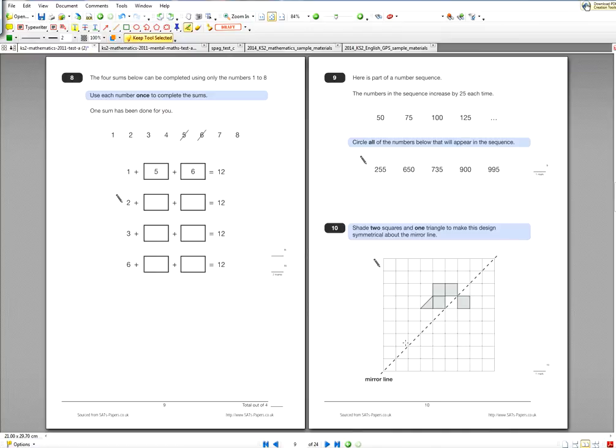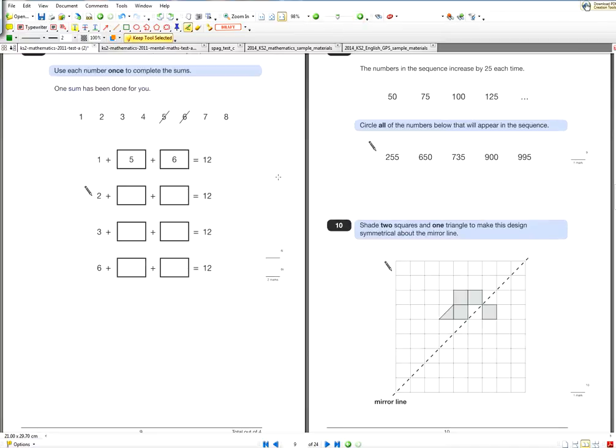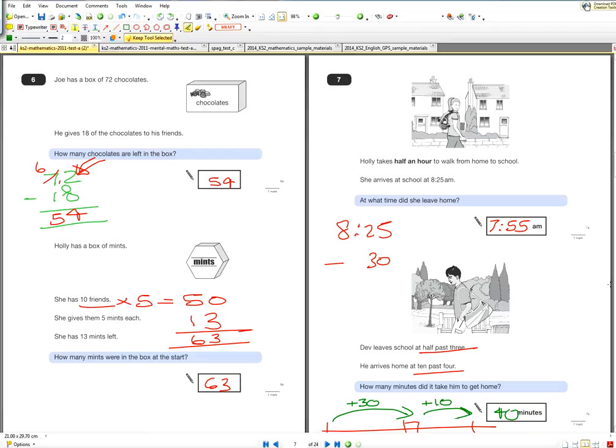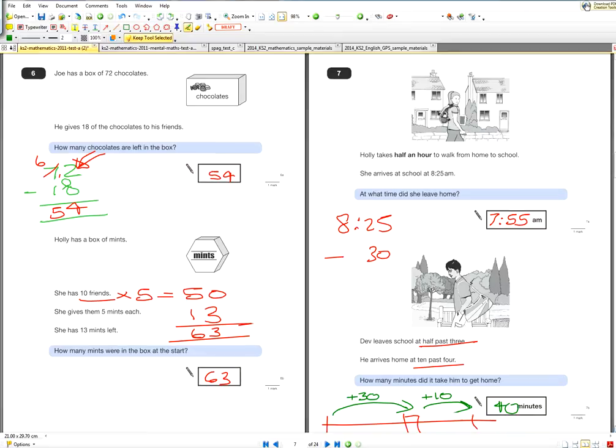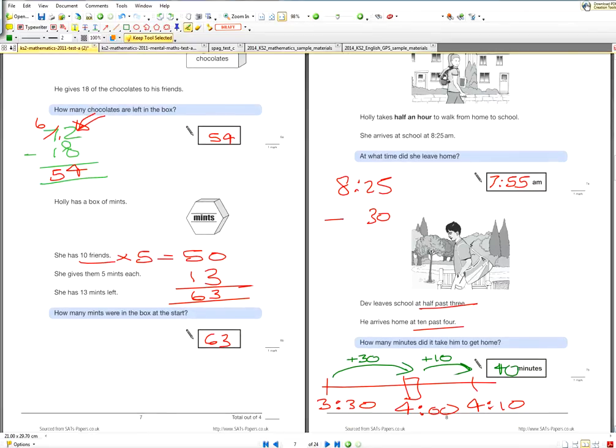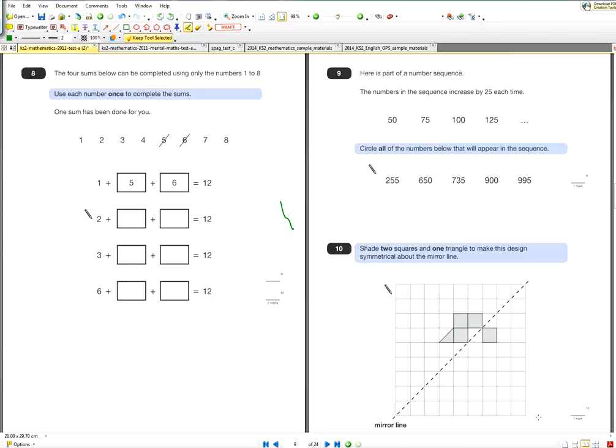Okay, the four sums below can be completed using only the numbers 1 to 8. Can we make it slightly bigger? 7 and 3. This is on the wrong page. I'm just trying to make the page a bit bigger. That's better than this. Okay, the four sums below can be completed using only the numbers 1 to 8.